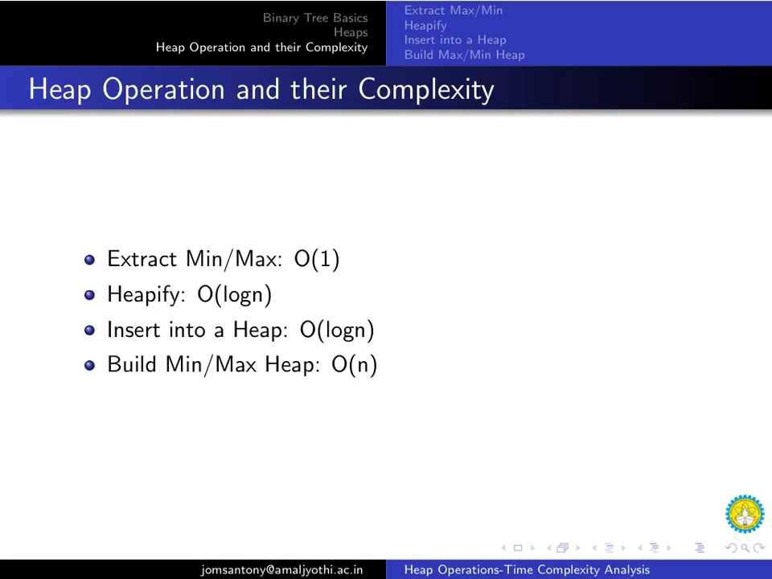Now that we know about a heap, it is important to know about the different heap operations and their complexity. These are the major operations performed on a heap. The first one is to extract the min or max from a heap. The second operation is to heapify. We will discuss what is heapify in our next slides. And given a heap, how can you insert a new value into a heap? And another important thing is how to build a min or max heap from given data.